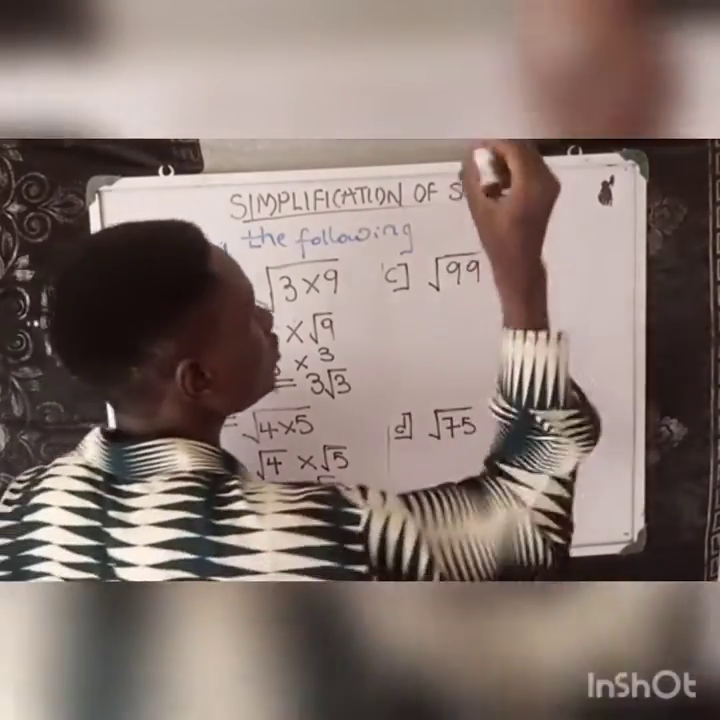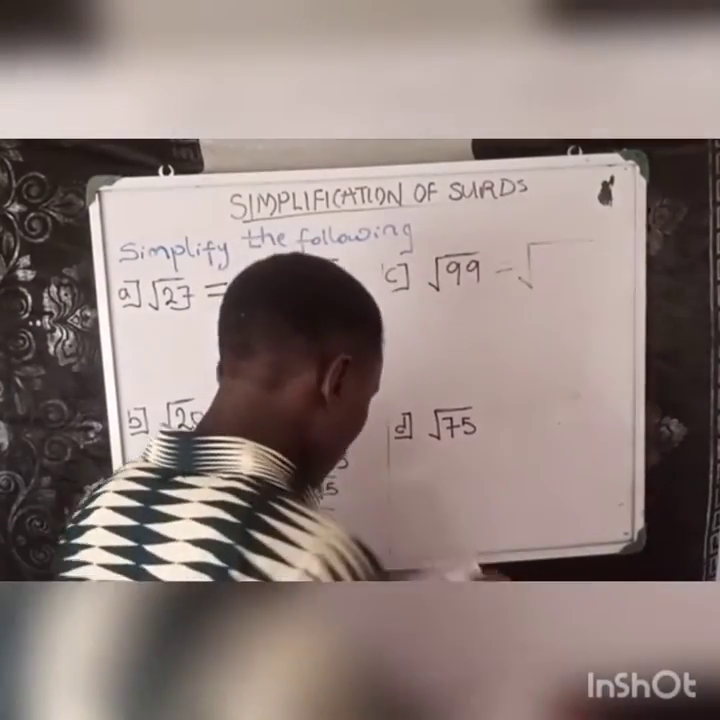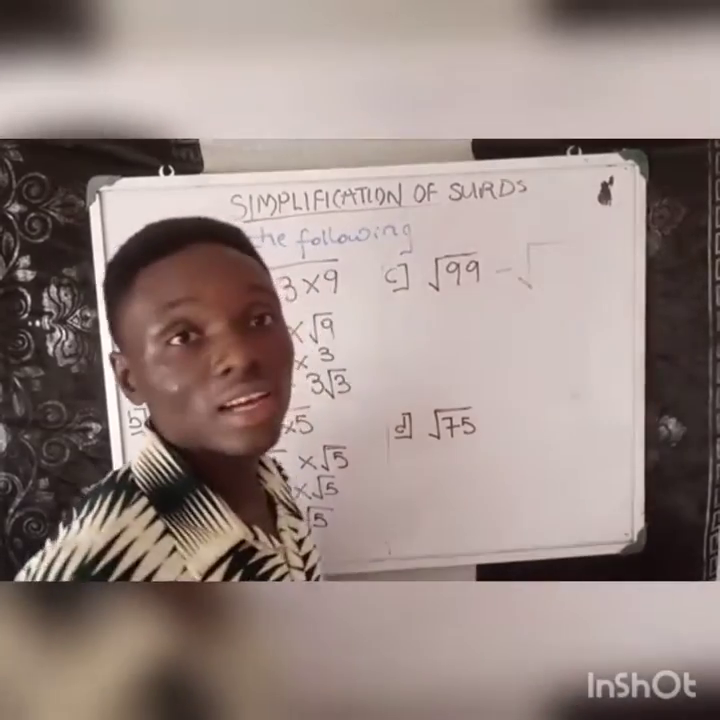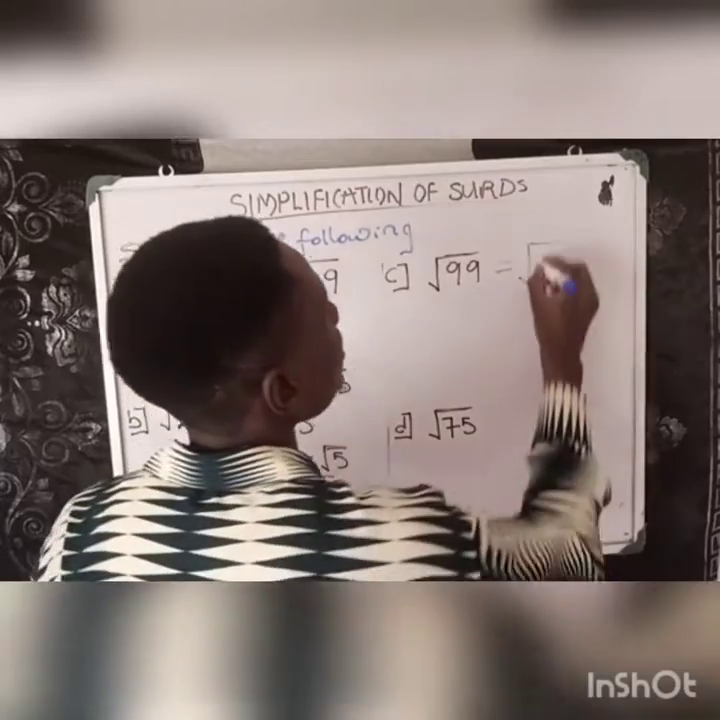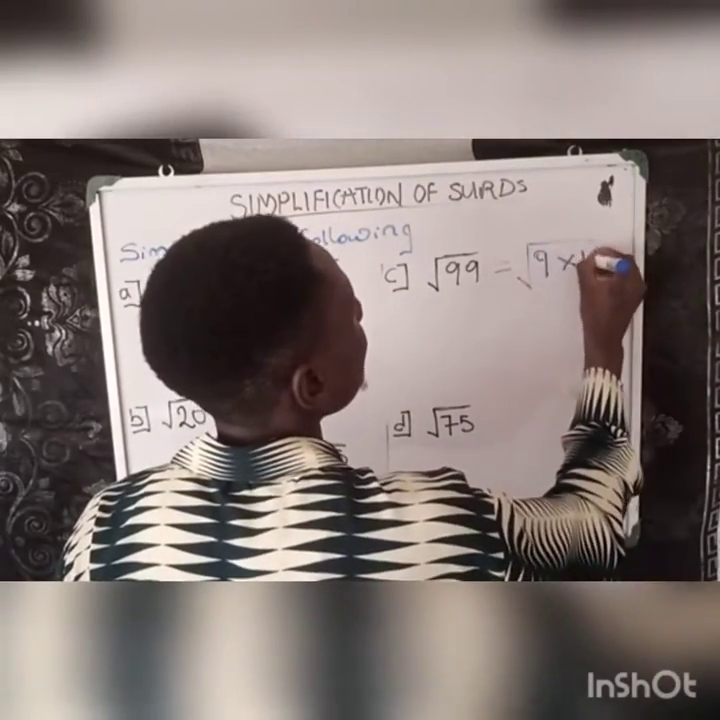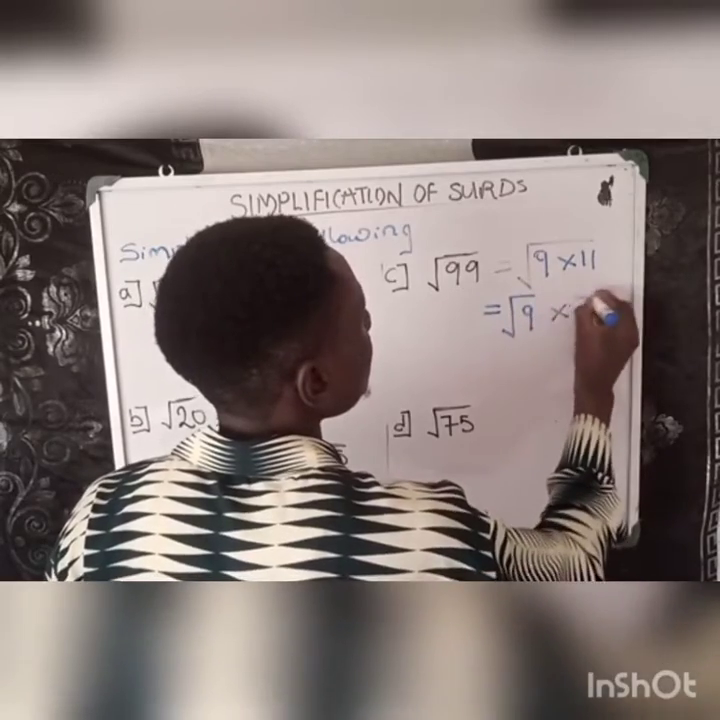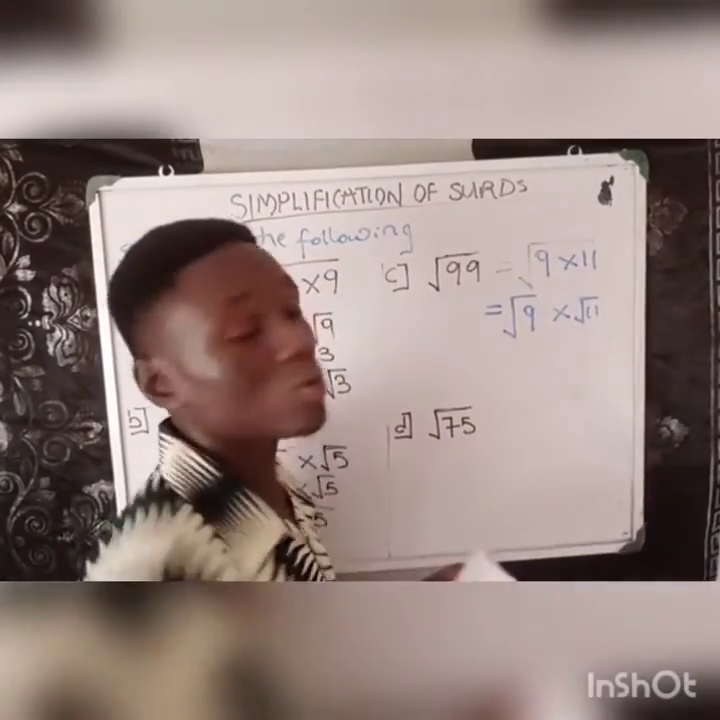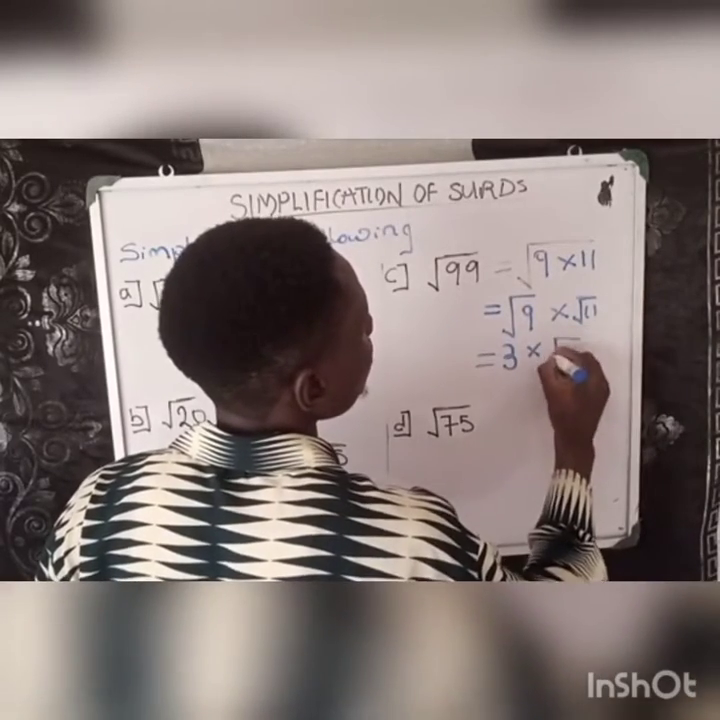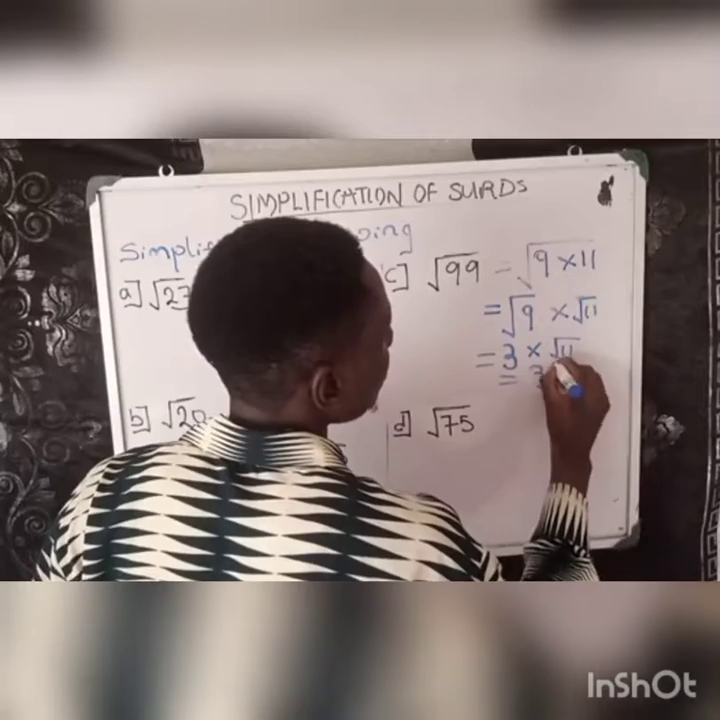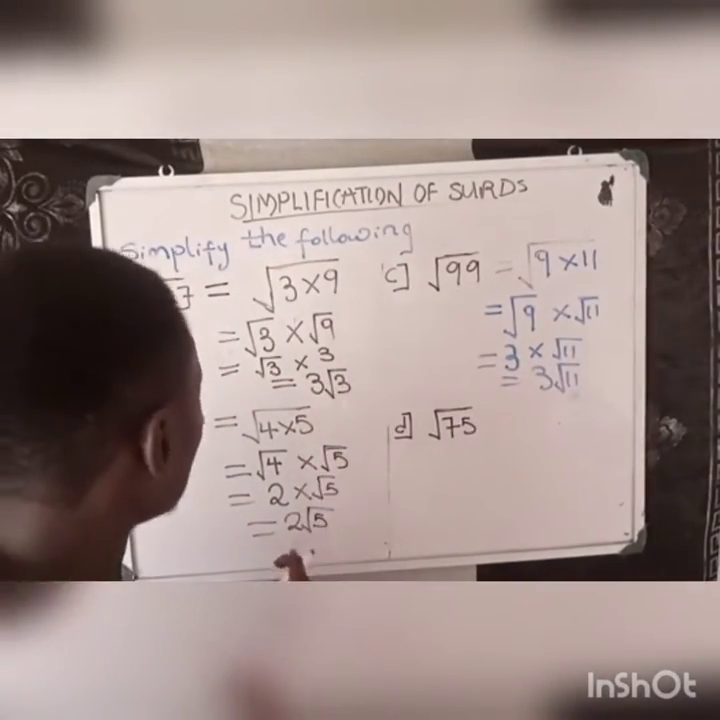Let's check this one also. Square root of 99. I think this can be easily simplified. Square root of 99, what can divide it? 3 is not a perfect square. You check 9. 9 is a perfect square. You have 9 times 11. So this is equal to square root of 9 times square root of 11. Square root of 9 is what? 3 times square root of 11. So this is equal to 3 root 11. So this is 3 root 11, 3 root 3, 2 root 5.